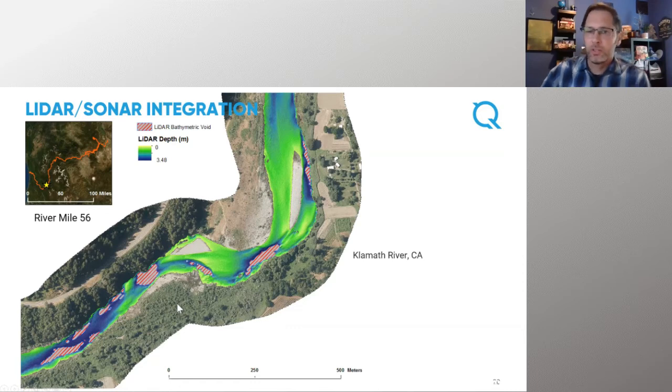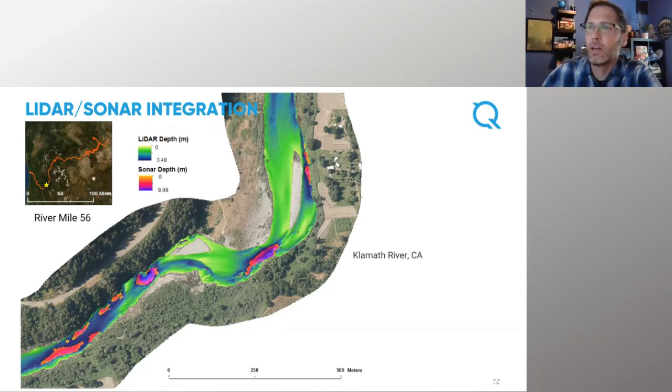So one of the cool things you can do, if you're lucky, you can fly the Topobathy first, map these areas out, provide them to the sonar crew, and they can go target their areas and cut down on their costs. And in this case, we had the Army Corps and the Yurok tribe out there doing sonar to fill in these gaps. And this is kind of what it looks like. They go out there and they help create that seamless model.